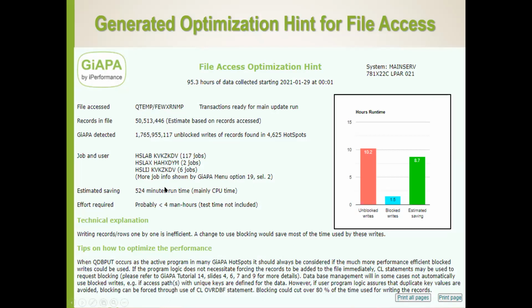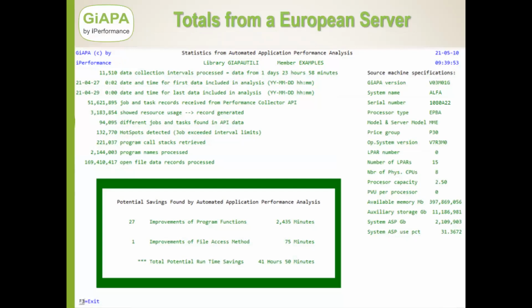Not less than 1,765 million times did we see an unblocked write. The savings may in both cases be larger than estimated because program and file usage data is only collected when a job uses more than 4% CPU. In addition, it's impossible to estimate how much other jobs may gain from resources being made available through implemented optimizations.